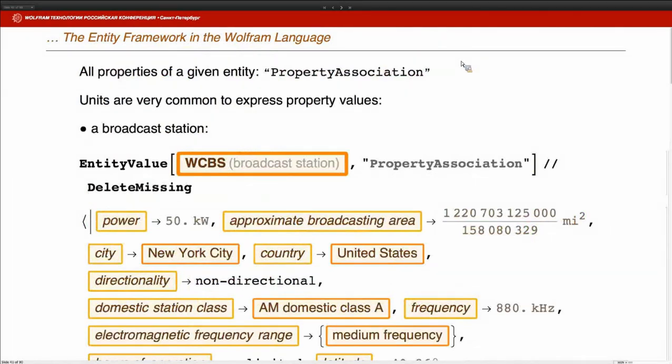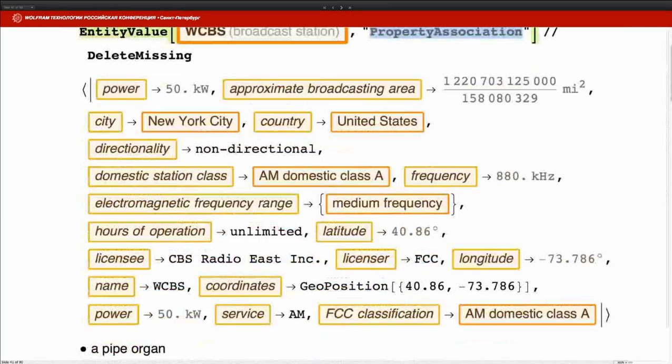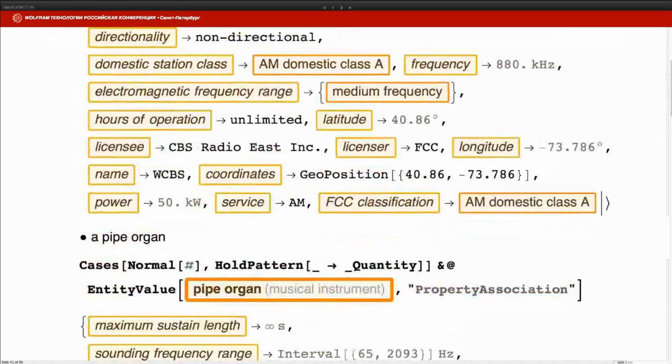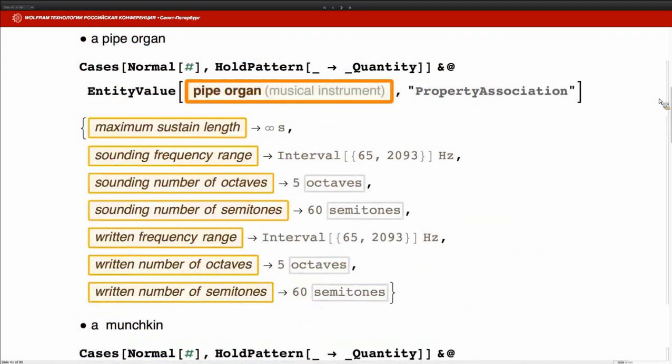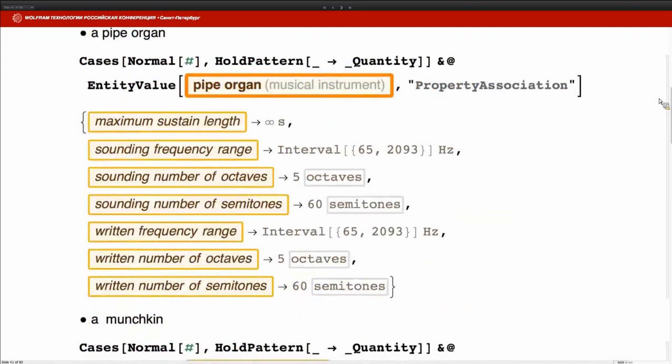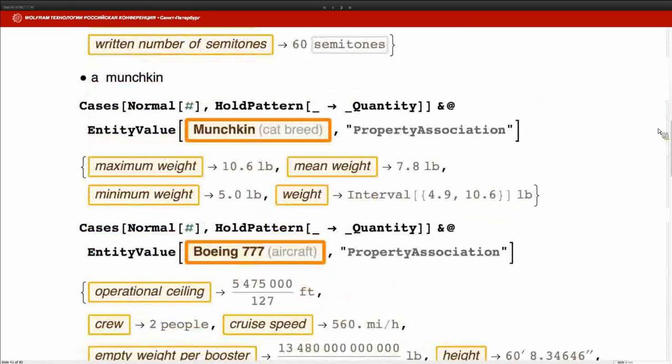So if you have an entity and you want to know what kind of properties it has, you can either ask for a concrete one, or sometimes you might want to know everything at once. Then you can use entity value with the second argument property association to get a long list. And here are a couple of examples. Here's a broadcast station. It says where it is, what power it is. Here is a pipe organ. It says its typical frequency.